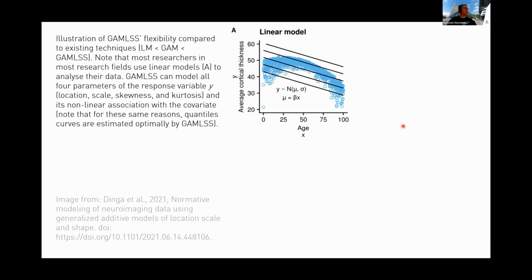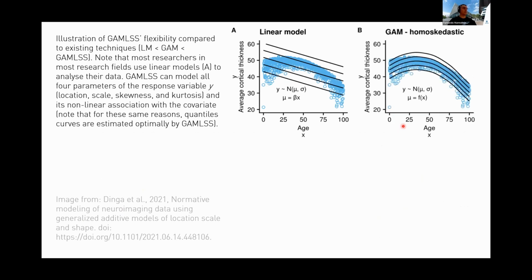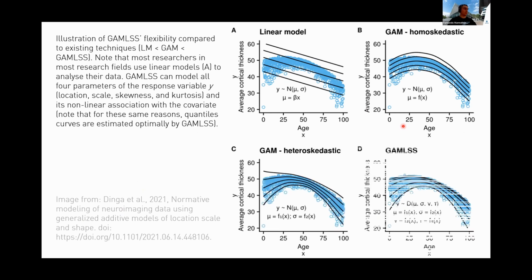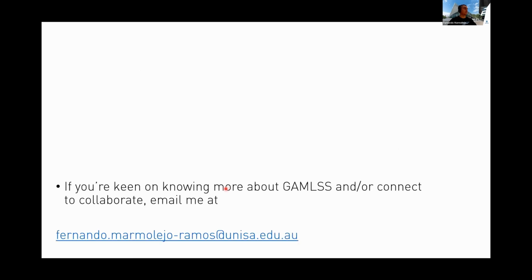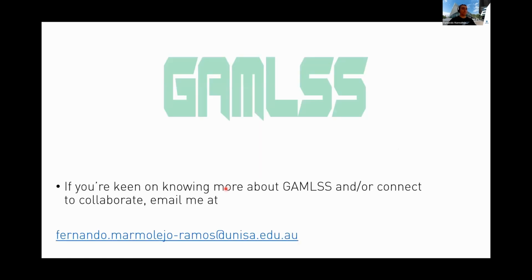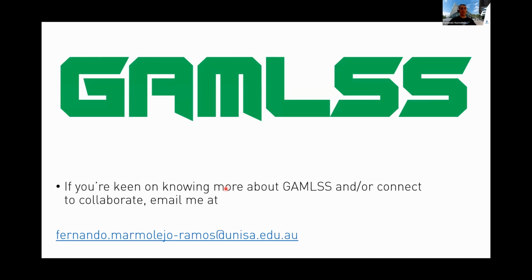And just to give you some examples of what GAMLSS look like, this is a typical linear model. This is what you do if you have a generalized additive model, another version of the additive model, and this is the GAMLSS modeling. And this is a visualization of how GAMLSS sits within the whole spectrum of linear models, generalized linear models, generalized additive models, and GAMLSS. So in the last 2 seconds, if you are keen on GAMLSS, just send me an email and we can talk about it.